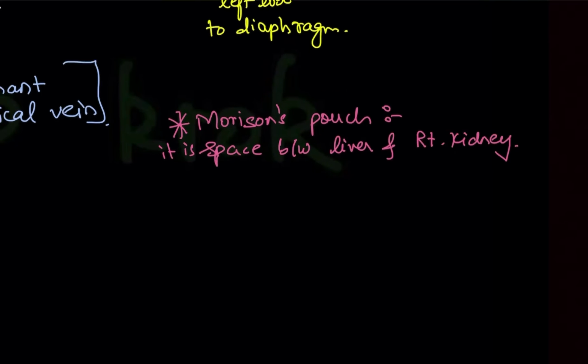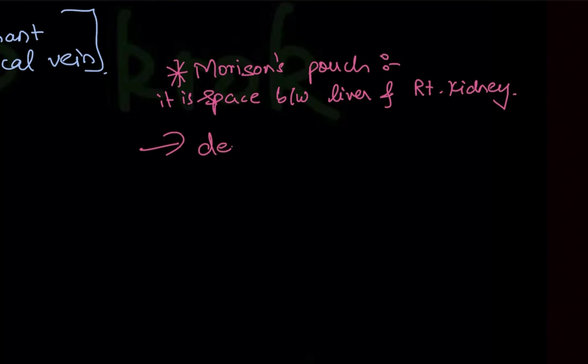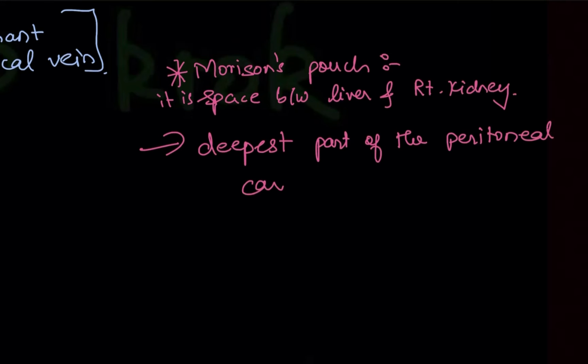Now why am I telling you about this? Because they may ask you the question, what is the deepest part of the peritoneal cavity? Then you should know that this Morrison's pouch is the deepest part of the peritoneal cavity, in the supine position. In which position? Supine position.